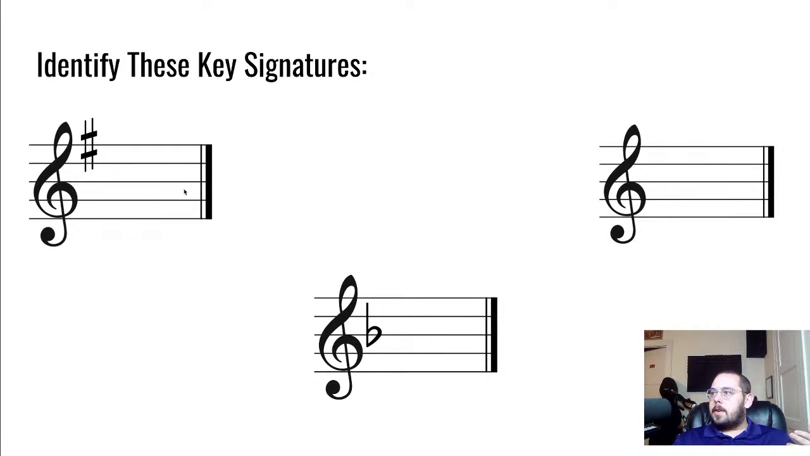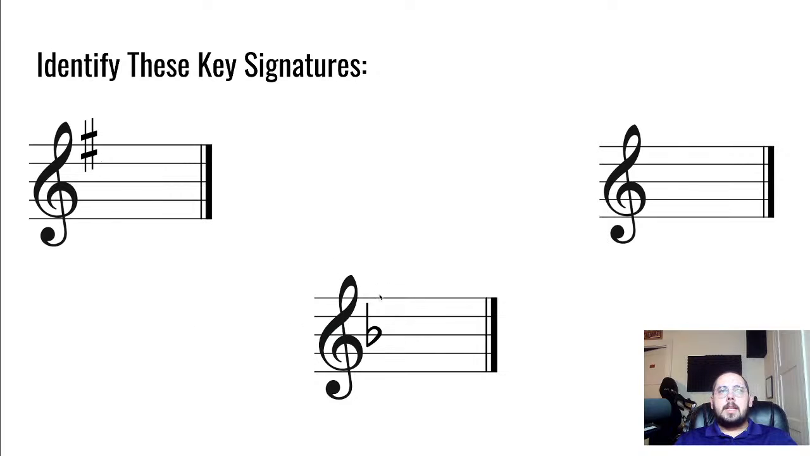Moving to this one here, you'll see that we've got a single sharp. So we go to the last sharp. You can either remember what this is, or if you look at the final one here, this is F on the F line, F sharp to G. This is the key signature for the key of G major.